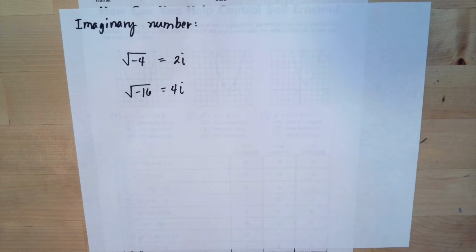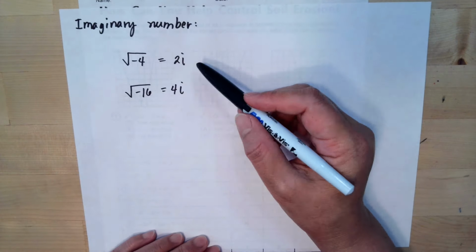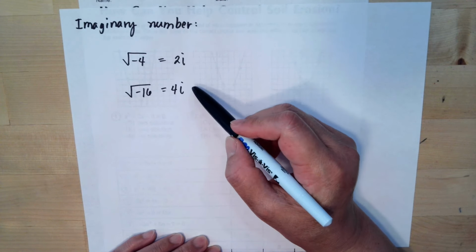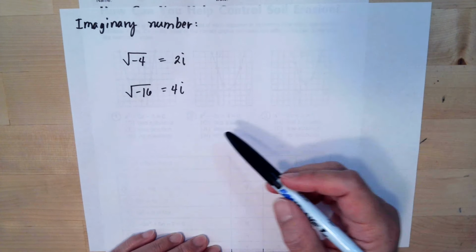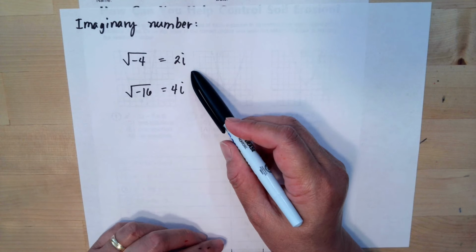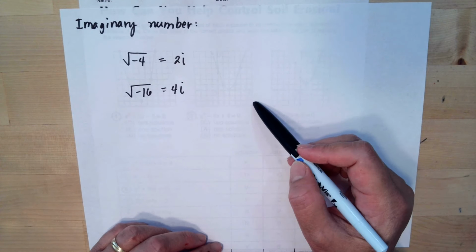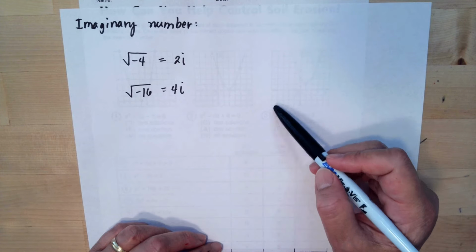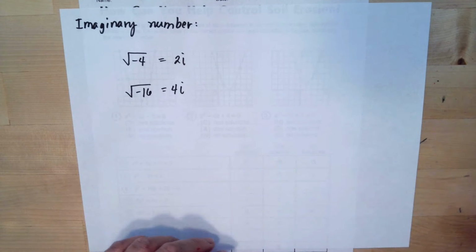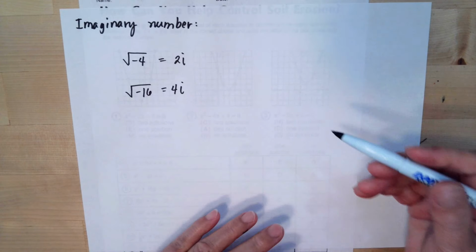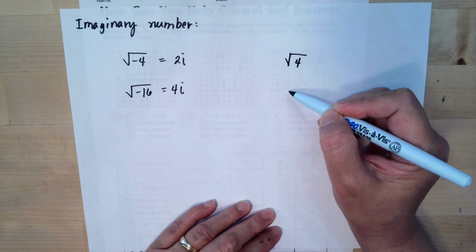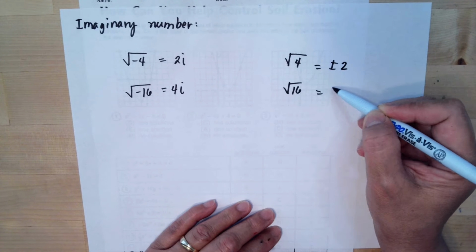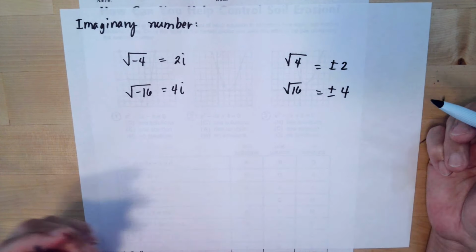So it is important that the engineers then measure the protons and electrons. So for their x coordinate, they use the i. For the y coordinate, they use the j. And for their z coordinate, they use the k. Now, for square root of 4 and square root of 16, these are positive and negative 2, positive and negative 4. These are real numbers.